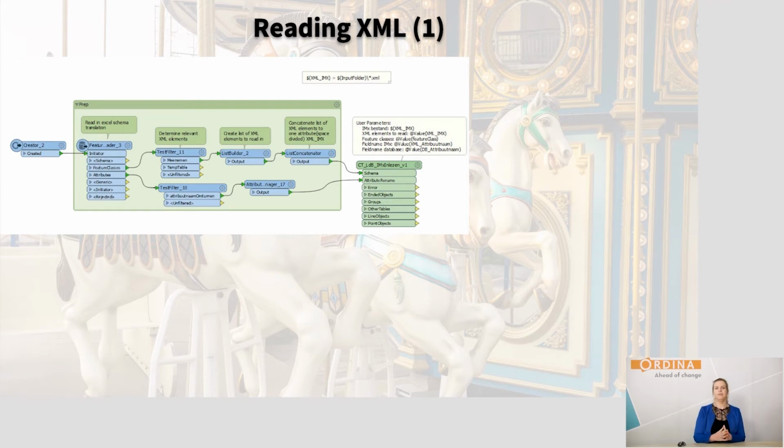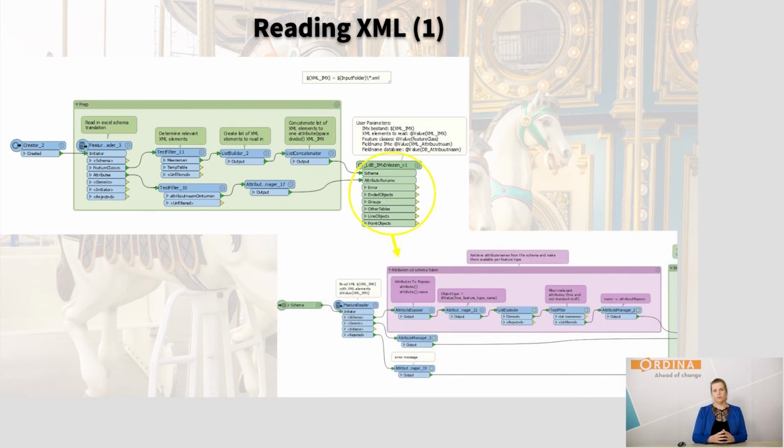But first we read in the Excel schema, and this is done to create a separate attribute with all the elements of the XML we need to read in. So first we filter on database records, the XML records we want to read in. We create a list, and we then concatenate that list to one value, and those are the XML elements we want to read in. And the other input is basically all those attributes that need to be renamed.